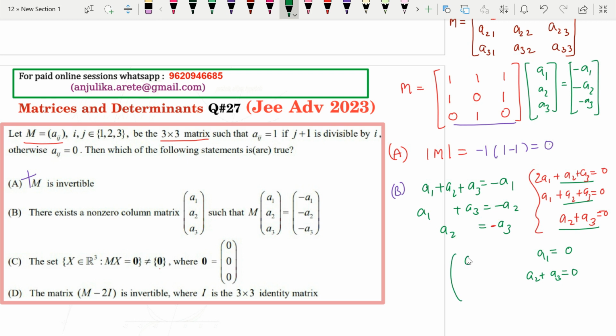So can you make a solution here? You just want a1 to be 0. If you say that a2 is alpha, then a3 should be minus alpha. My alpha could be any non-zero real number, correct? Yes. So this is true. There exists a non-zero column matrix.